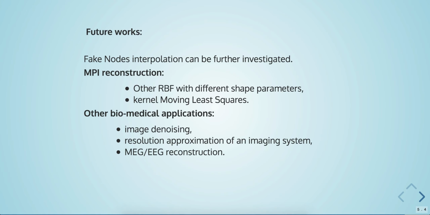The future work consists in testing other RBF functions with different shape parameters. In our presentation and work, we have fixed epsilon equal to 1 as the shape parameter of RBF, trying as well the moving least squares approximation method, and we are planning on using fake nodes for other biomedical applications such as image denoising, resolution approximation of an imaging system, and reconstruction on MAG-AG.